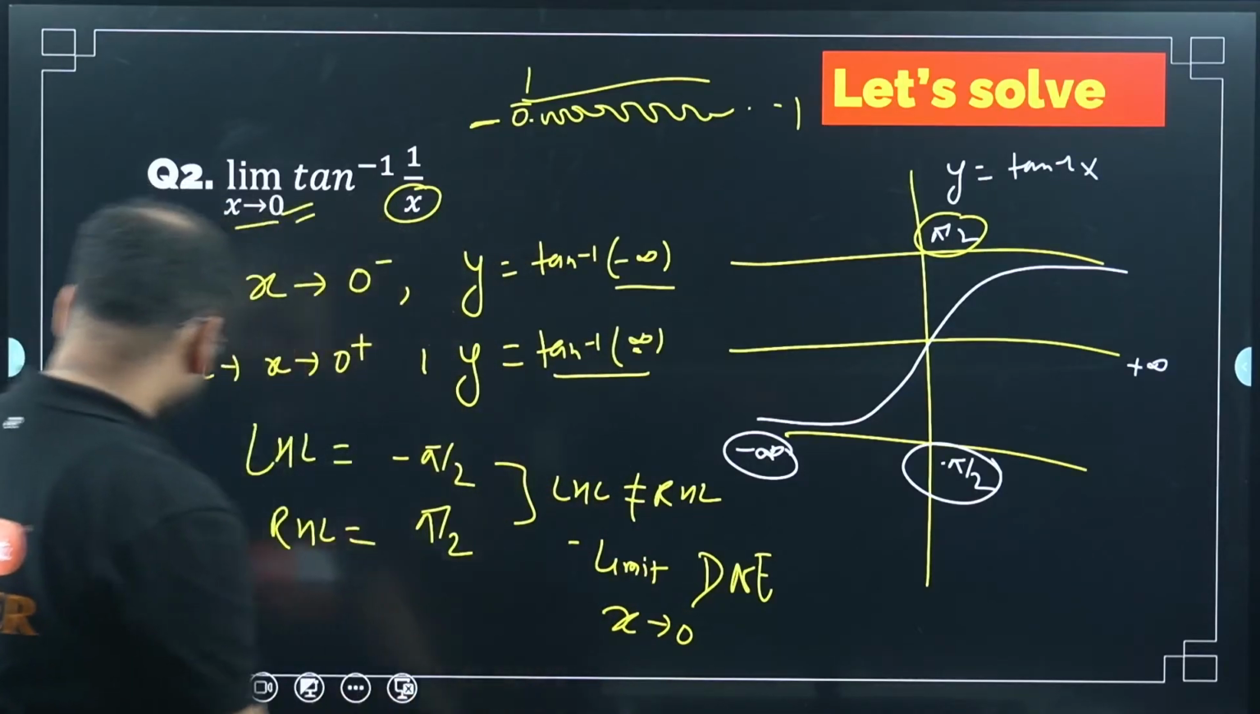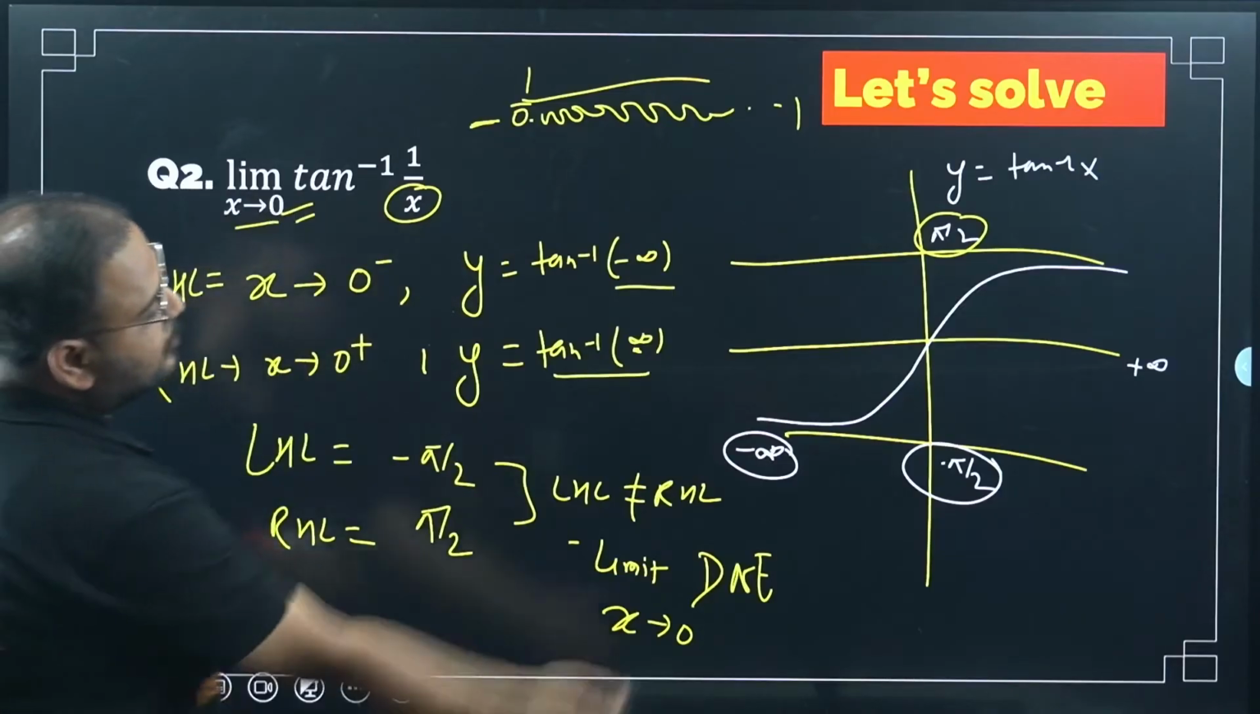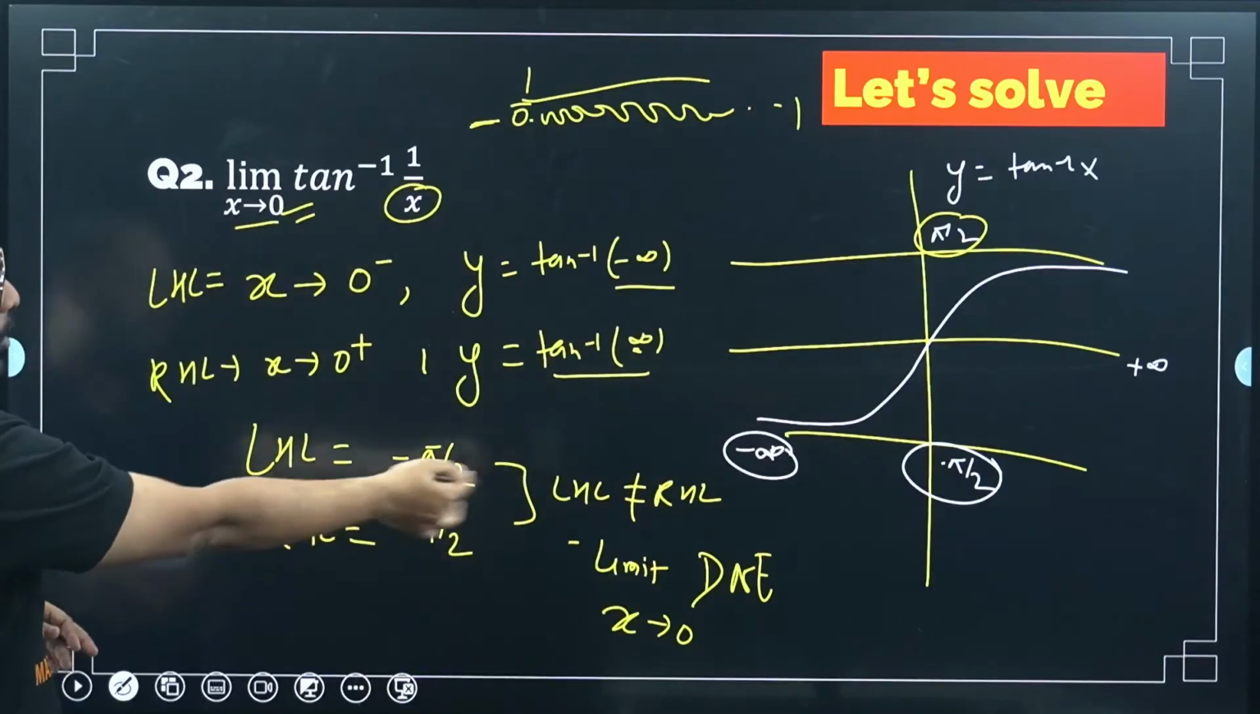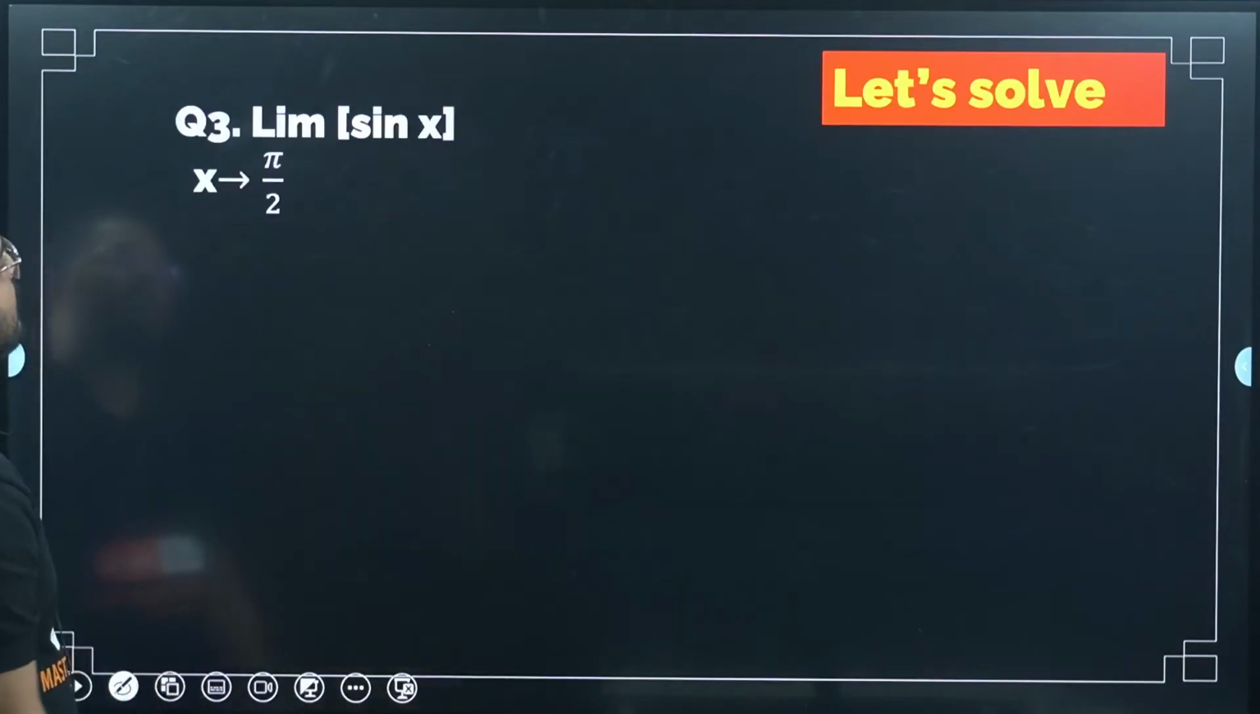I hope this is clear. Yes, look at the graph. At plus infinity it is pi by 2, at minus infinity it is minus pi by 2. They are not equal, means limit does not exist. Moving on to the next question.